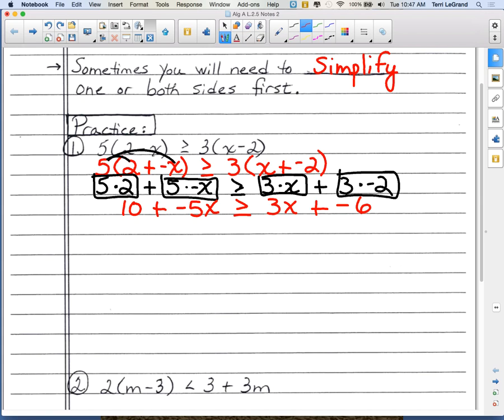Okay. What do you think? Do you think we're done simplifying? Remember, the other thing we would look for is, are there any like terms on the same side? So on the left side, are there any like terms that can be put together? 10 and negative 5x, are they like terms? Preston says no. You agree? How about the right side? Are there any like terms on the right side to be put together? No. So are we ready to solve? Yeah, we're ready to solve this.